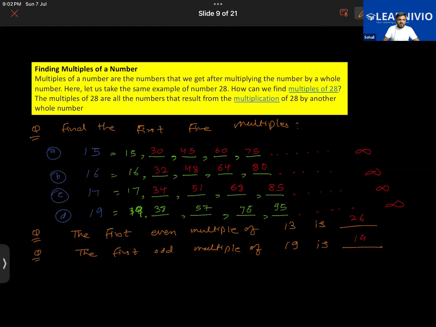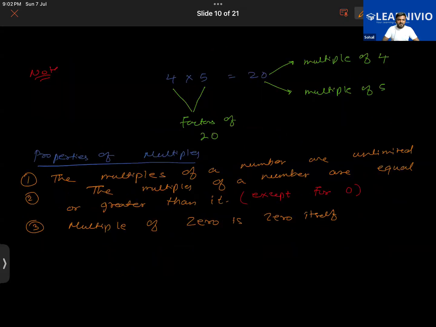Then we learned about some of the properties of multiples. The multiples of a number are unlimited. There's no limit to it. But the factors of a number are limited, while multiples have no limit. Also, if you have two numbers, the product of 4 and 5 gives you 20. So 20 is a multiple of both 4 and 5, and 4 and 5 are factors of the given number 20.